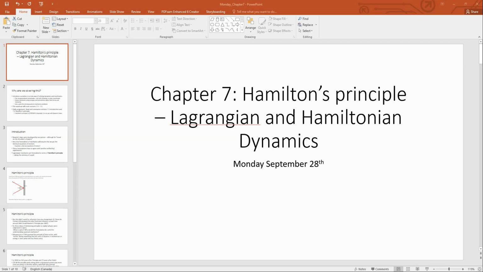This week we're going to be talking about Chapter 7, Hamilton's Principle, Lagrangian Hamiltonian Dynamics. We'll in fact be covering Chapter 7 for this week, next week, and the week after that, and then we'll be having our midterm the week after reading week, which is I think the week after that. So yeah, we'll be dedicating a lot of this course time to Chapter 7.